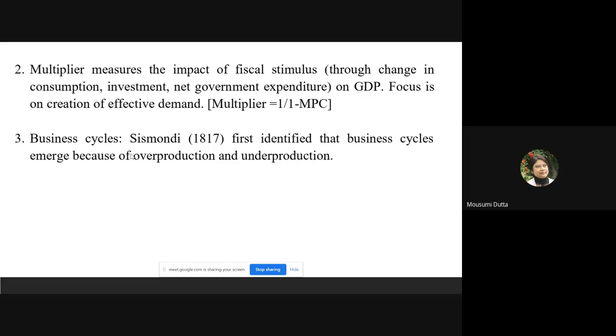If consumption increases, investment increases, or government expenditure increases, then income increases by a multiple amount of the increase in consumption, investment, or government expenditure. Therefore, it is called the multiplier effect. Income increases more.